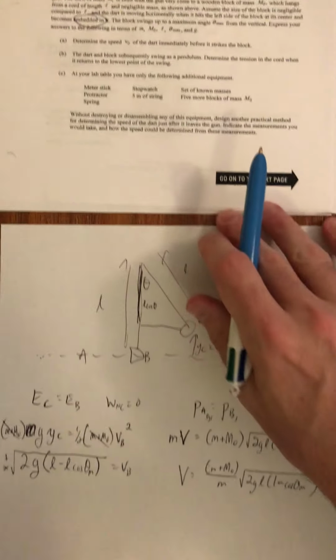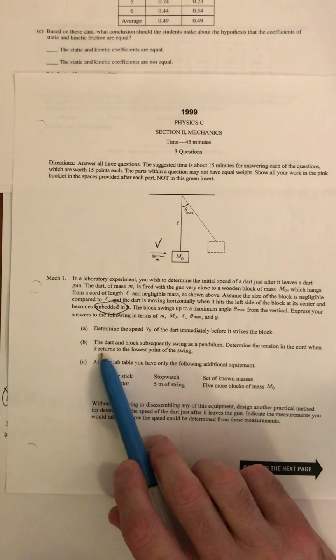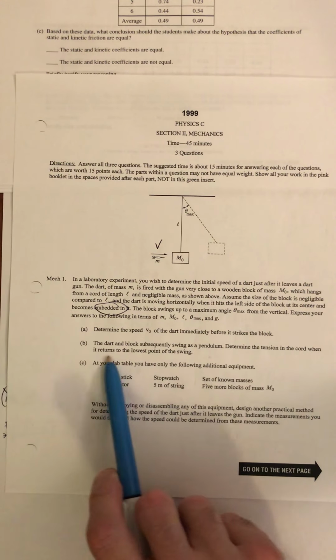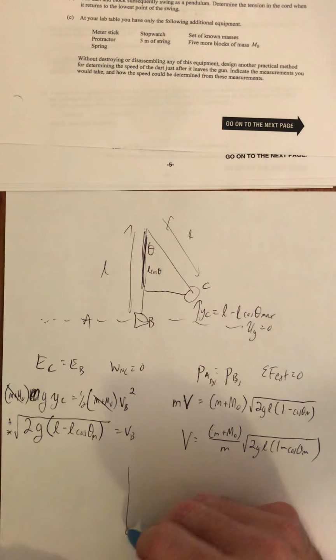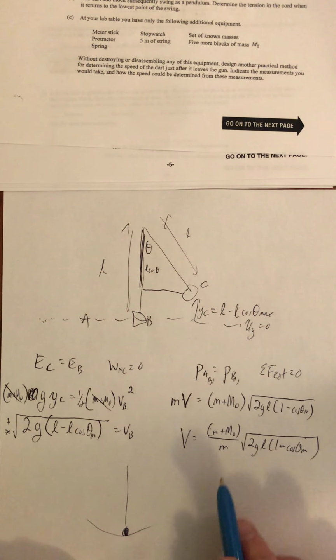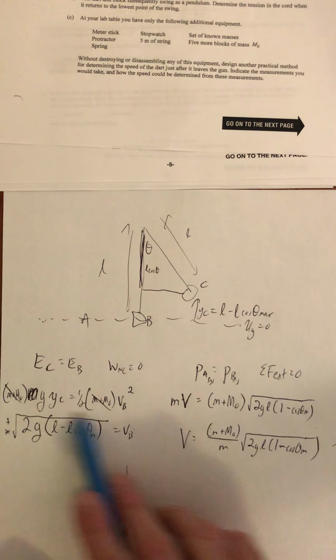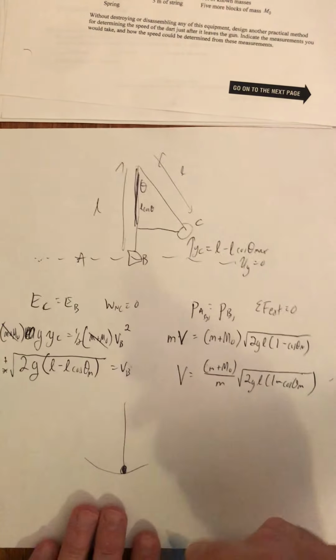It's a great little problem. So what else do they ask now? The dart and the block subsequently swing as a pendulum. Determine the tension of the cord when it returns to its lowest point. Actually, we don't have to worry about the pendulum part because that's not on the exam, but we can do this problem because that's just saying when it returns to its lowest point, it's going to have the speed that the block plus the dart had afterwards, so that v_B there.